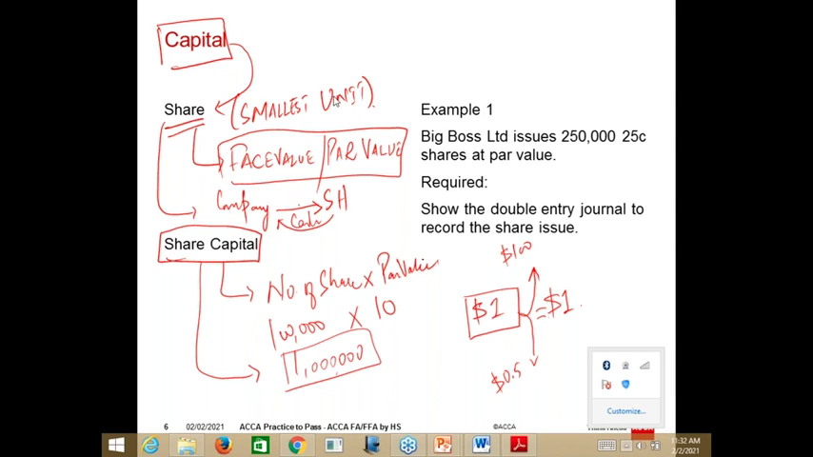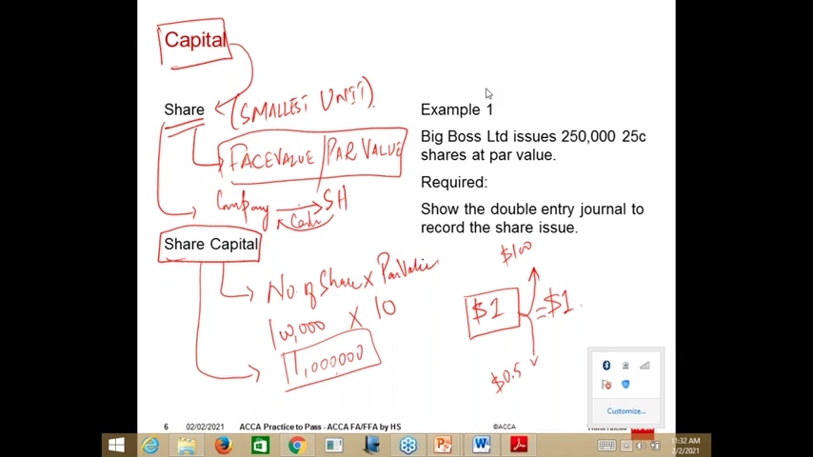Some question from the students. Share capital is the total number of shares in the company multiplied by the par value of the share. Because share capital is not actually just the number of shares, it is actually the amount of the capital.